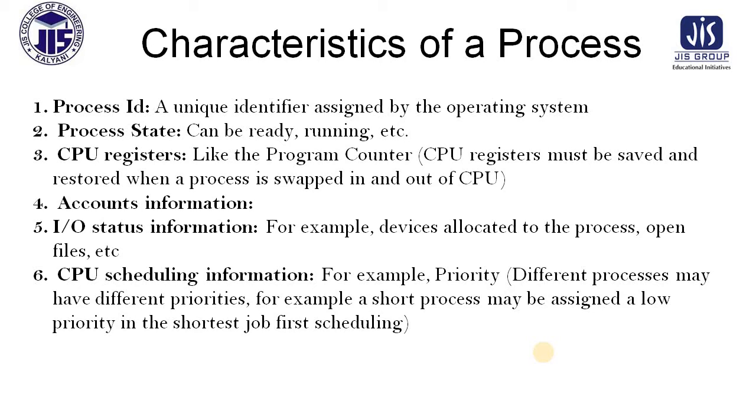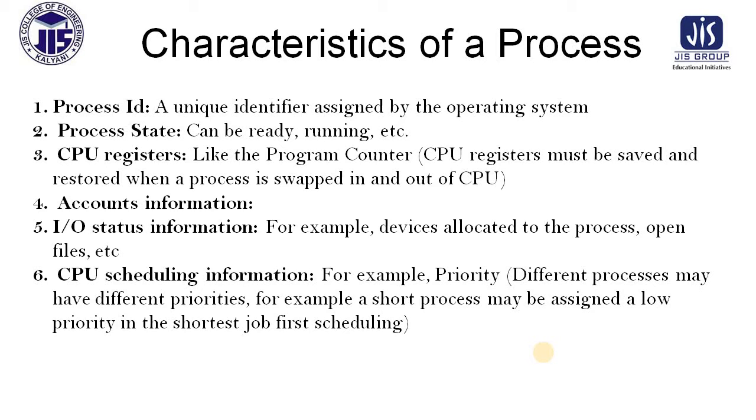So what is process ID? A process ID is a unique identifier assigned by the operating system. Assume our operating system has the process ID 0. Whatever program you are executing in your computer, whenever it becomes a process, our computer will recognize the process by its ID. This ID is called process ID. Next is the process state. A process can be either ready, running, idle, or waiting.